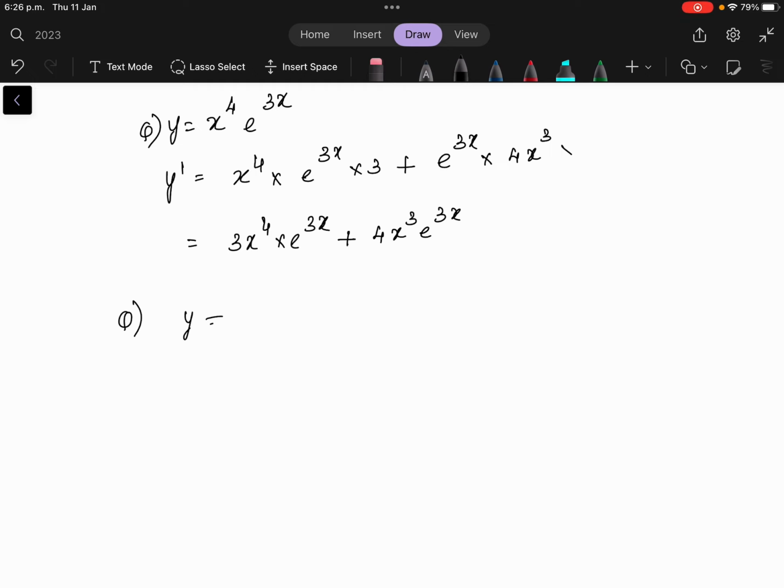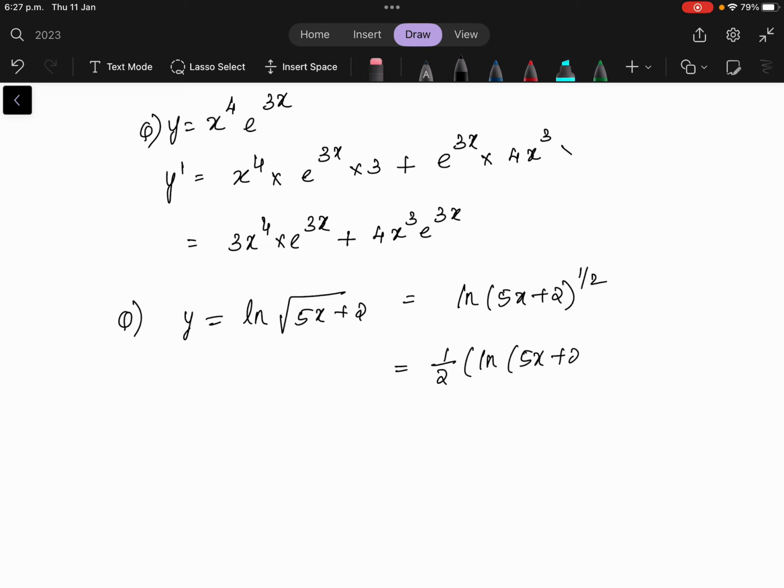Another question, y is equal to ln square root of 5x plus 2. If you have a question like this, okay, y dash is equal to 1 by square root of 5x plus 2 times, okay, yeah, this is not correct. So what you have to do is, if you have something like this, you will immediately write this as ln 5x plus 2 to the power of 1 over 2, and this needs to be written as 1 by 2 ln 5x plus 2. So this is the log rules.